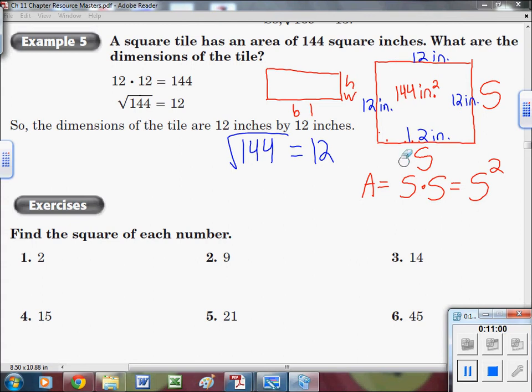So anyways, if you know the side length, you square it to get the area, and if you know the area, you square root it to get the side length. That's what we just did. We square rooted to get 12. That's why we know it's 12 inches by 12 inches. Because it's a square, you can just say the side lengths are 12 inches, or properly, when we say dimensions, we're talking length by width. So 12 by 12 is the dimensions of this square.